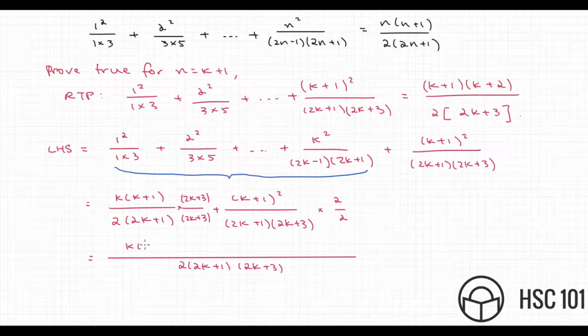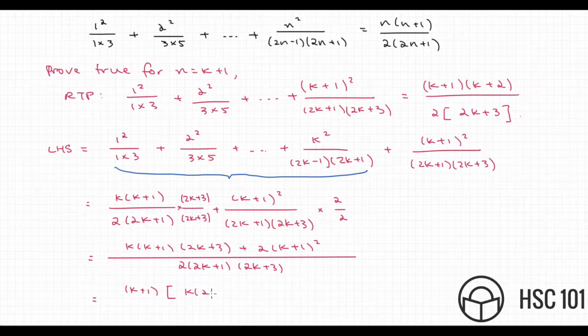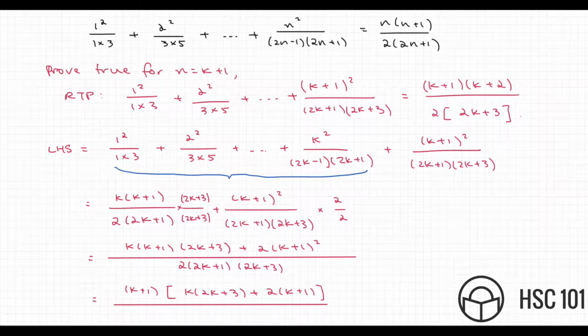So in other words, we've got k, lots of (k plus 1) times (2k plus 3), plus 2 lots of (k plus 1) squared. And if we examine the numerator, we can see that both terms contain a (k plus 1). So before we expand everything out, if we just factorize the (k plus 1) out, what we have left is (k plus 1) brackets k times (2k plus 3) plus 2 lots of (k plus 1). And this is going to be all over 2 lots of (2k plus 1) times (2k plus 3).